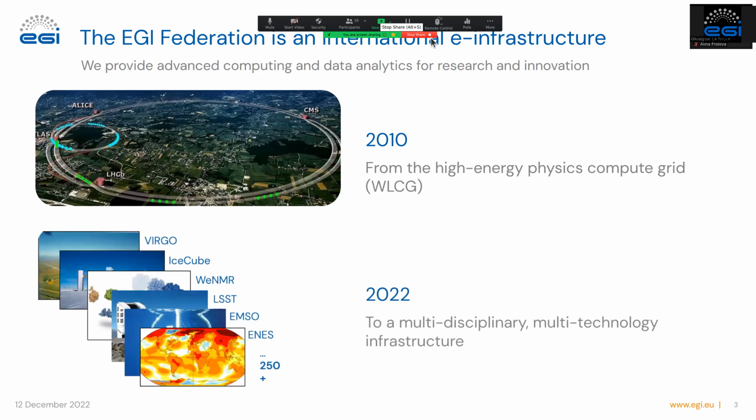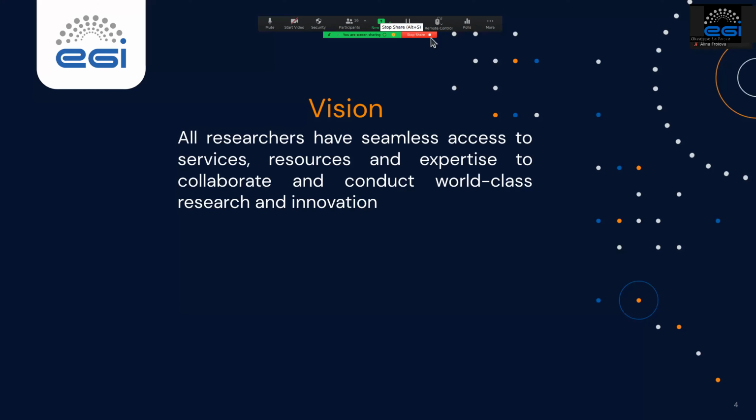But over the years we grew, and we tried to support additional communities. Now we have more than 250 communities that are accessing and using the resources allocated by EGI. We are supporting astronomy, astrophysics, but also structural biology communities, and many, many others. When we started in 2010, our vision was to offer seamless access to the services and resources offered by EGI, helping researchers to support their day-by-day work.